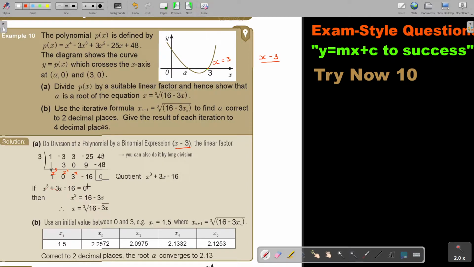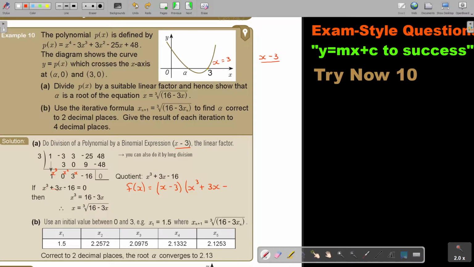Now, I didn't include it here, but I'm going to include it just for you. It's actually saying that f(x) is equal to (x minus 3), sorry, let's get that sign correct, times (x cubed plus 3x minus 16), the quotient. Meaning that where it cuts the x-axis, in the place of y there will be a 0.